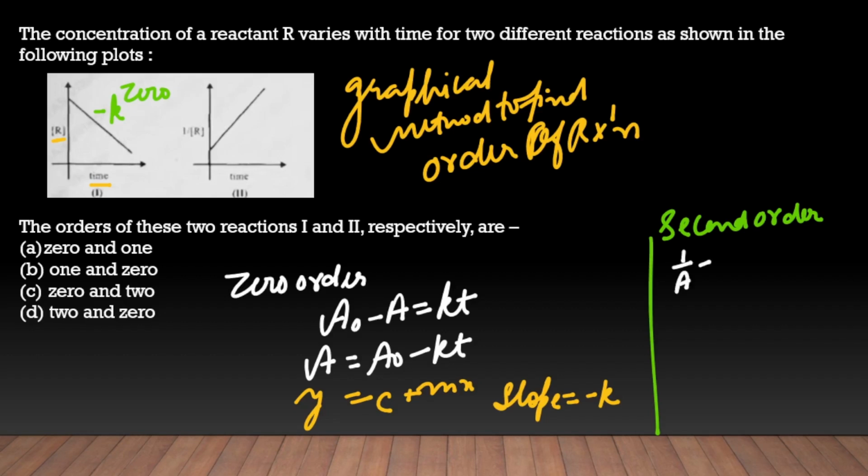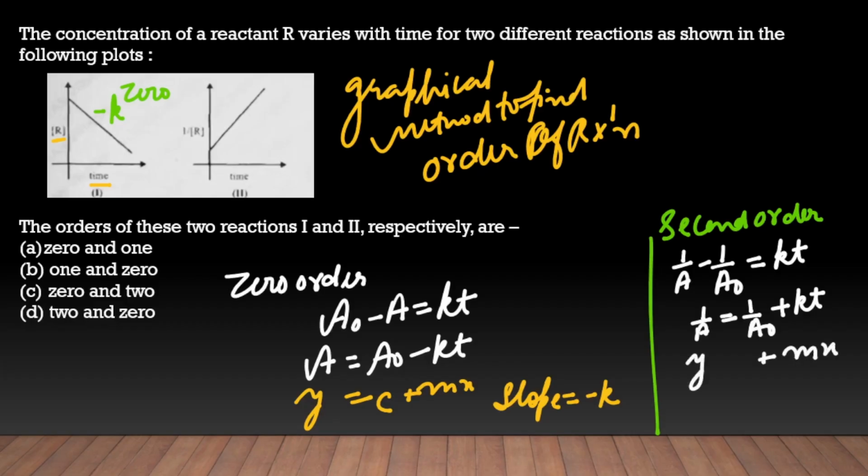It will be 1 by A minus 1 by A naught, which is equal to Kt. So 1 by A is equal to 1 by A naught plus Kt. So y is equal to mx plus c. So the plot of 1 by concentration versus time gives us the positive slope. It gives us the positive K value. So that is what is shown in the curve: 1 by A versus time, a positive K value as the slope. So this data corresponds to the second order curve, right? So the zero and the second one, the answer becomes option C.